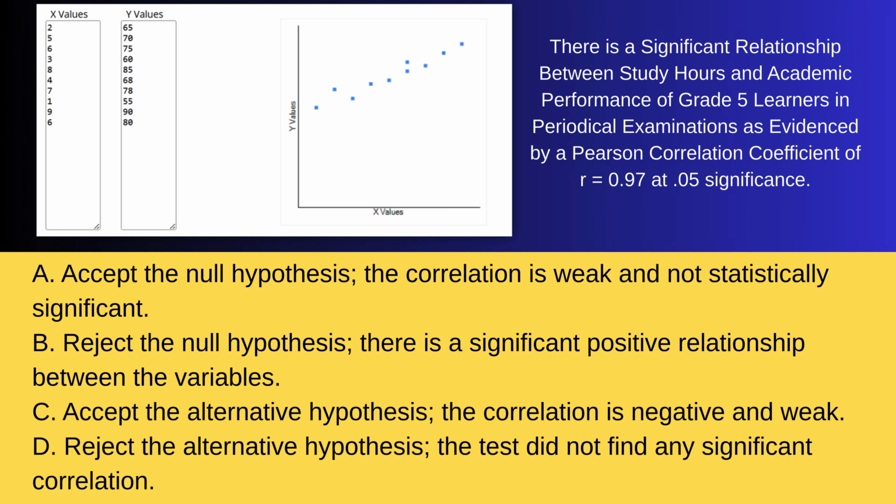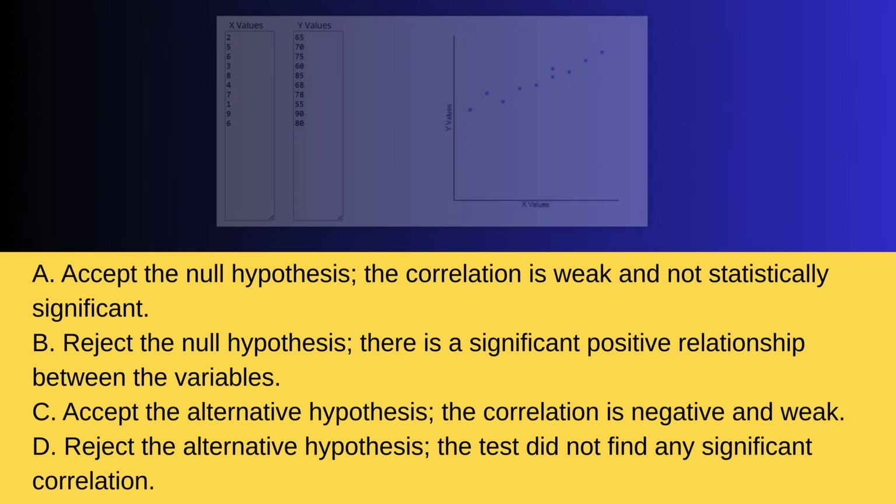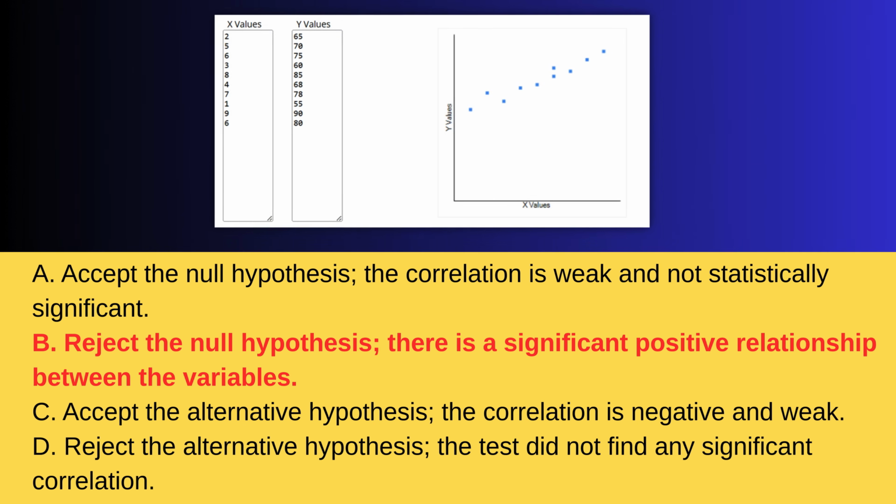C. Accept the alternative hypothesis. The correlation is negative and weak. D. Reject the alternative hypothesis. The test did not find any significant correlation. What do you think is the correct answer? The correct answer is letter B.